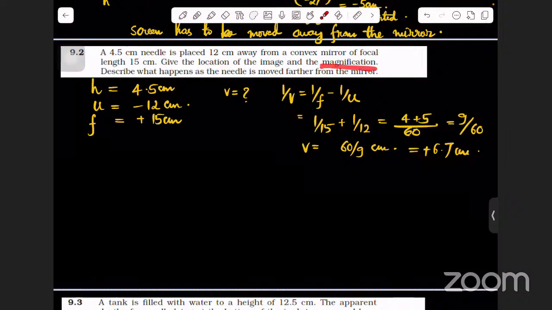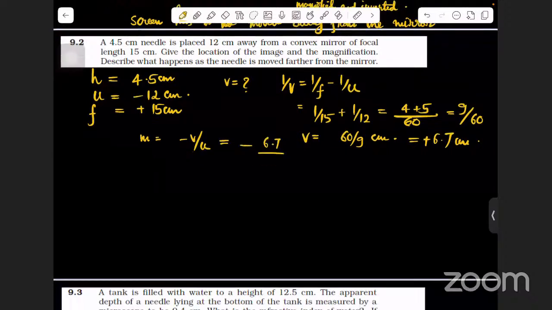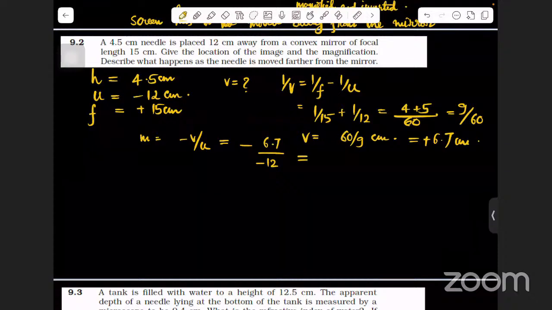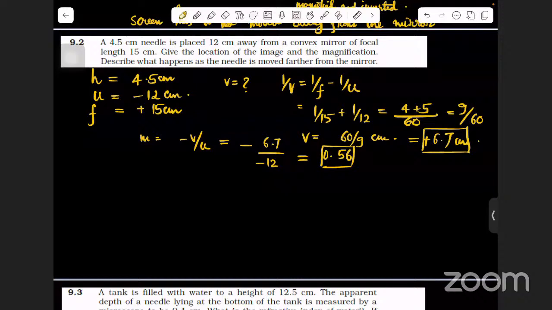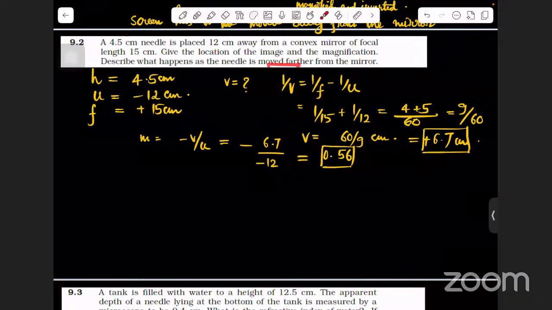Again, I'm asking the magnification. What will the magnification be equal to? Minus v upon u, right? Which is minus of 6.7 over u. What is u? It is minus 12. If you solve it by calculator, it comes out to be some 0.56. So magnification is 0.56. And describe what happens as the needle is moved farther from the mirror.